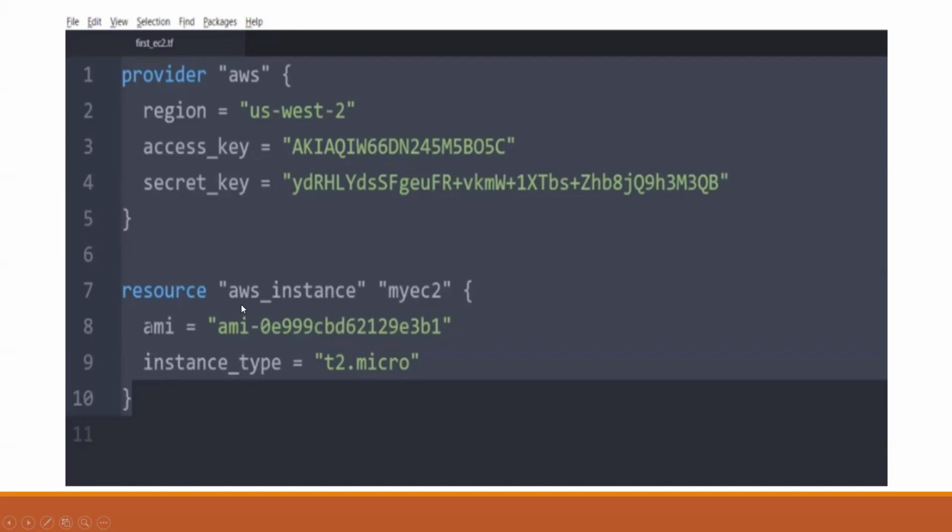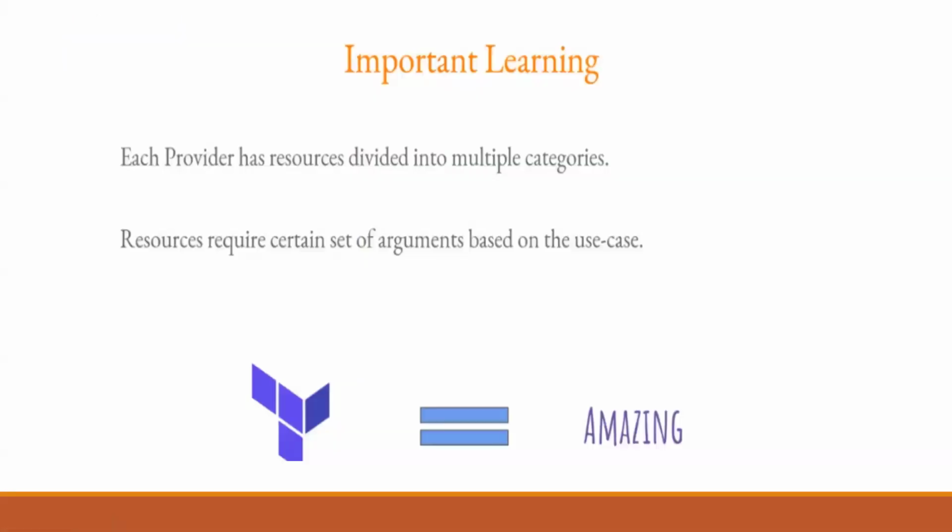What are the resources? aws_instance. If you want to launch the EC2 instance, aws_instance, my EC2 instance, ami equal to, this is the AMI, instance_type equal to, this is the instance type. Now you understood? These are the commands to launch the EC2 instances.